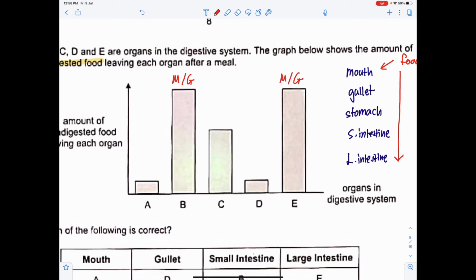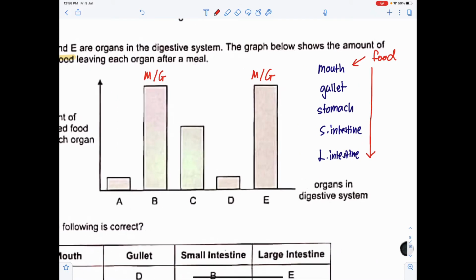You're not sure which is which. Then, moving down, your stomach should be C, because some of the food will be further digested. So you should have a lesser amount of undigested food leaving it as compared to your mouth and your gullet, because more food will have been digested. And then after that, you have your small intestine and your large intestine.